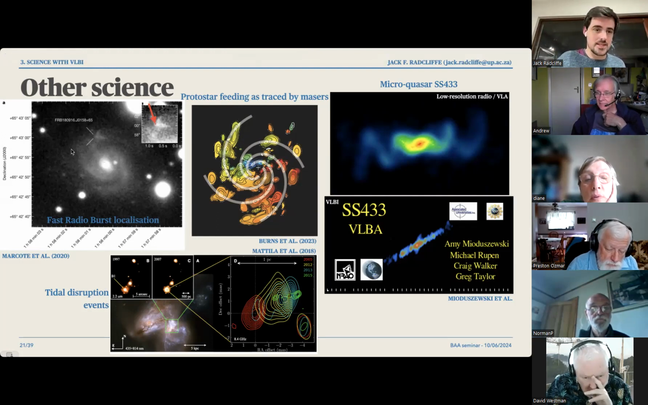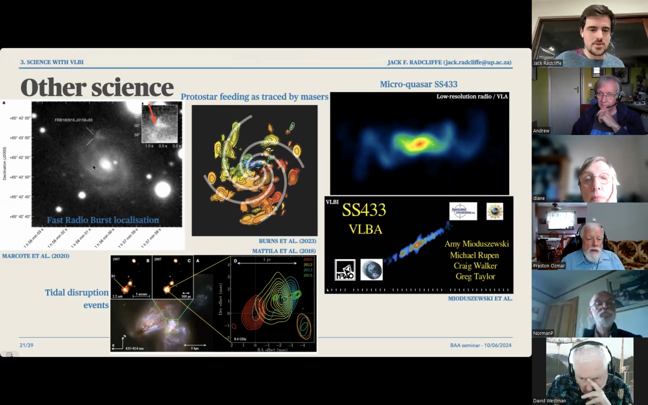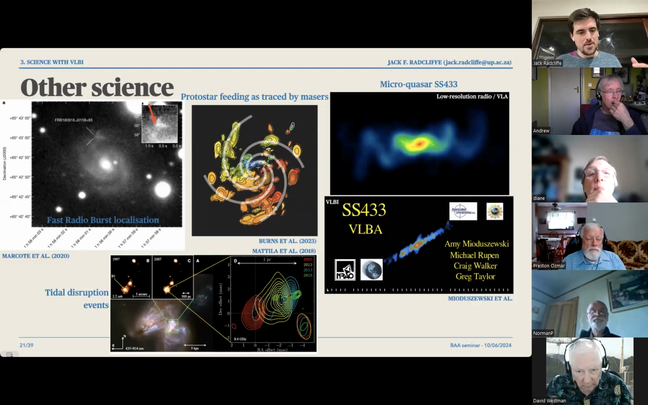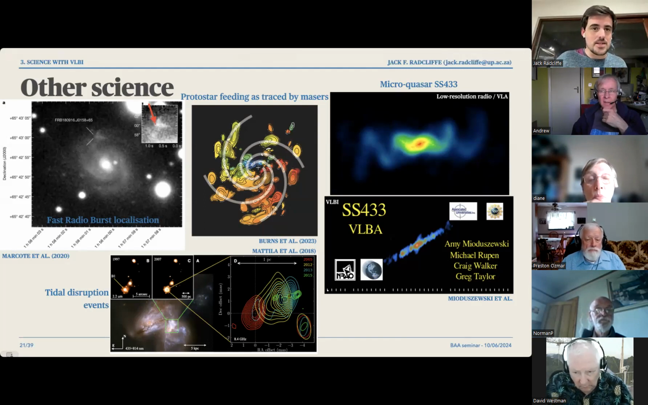So you can see this here. This is FRB 180916. Good at names, astronomers are. But you can see that the VLBI actually points to this tiny, tiny region here, where this red dot is. And this is a high mass star forming region in this galaxy. And this follows what we currently think fast radio bursts are coming from, which we think are magnetars at this point.